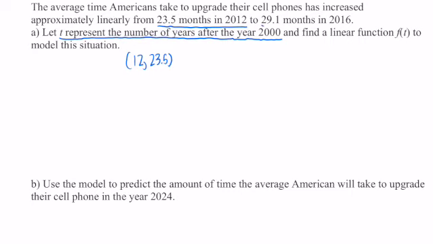And in a similar way, it says 29.1 months in 2016. 2016 is 16 years after our starting year of 2000. We can think of this as the point (16, 29.1). Now what we need to do, as we did in previous chapters, is find the equation of the line passing through these points. So first, we'll find our slope.